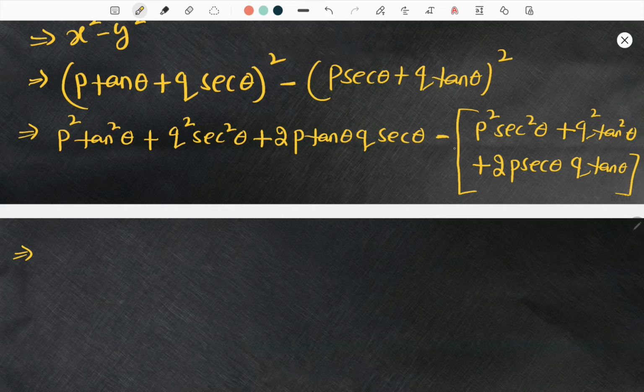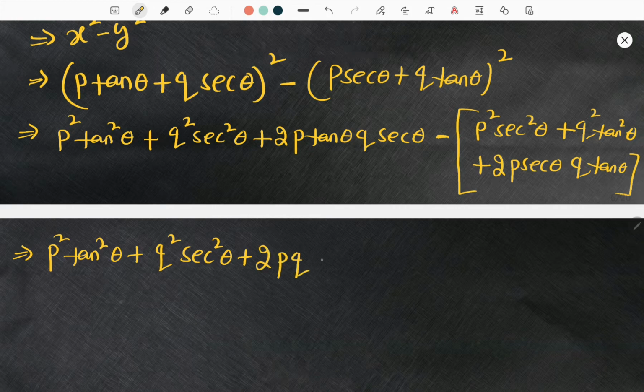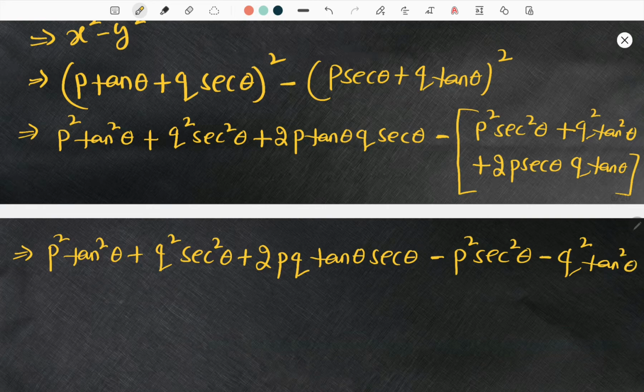Now let me open up the bracket here. Here is the bracket, right? So it becomes p square tan square theta plus q square secant square theta, plus 2pq, you can write p and q on one side, 2pq, then tan theta into secant theta. Then minus into plus is minus only, so minus p square secant square theta. Then similarly minus into plus is again minus q square tan square theta. Then afterwards we have minus into plus again minus, so that is minus 2pq secant theta into tan theta.